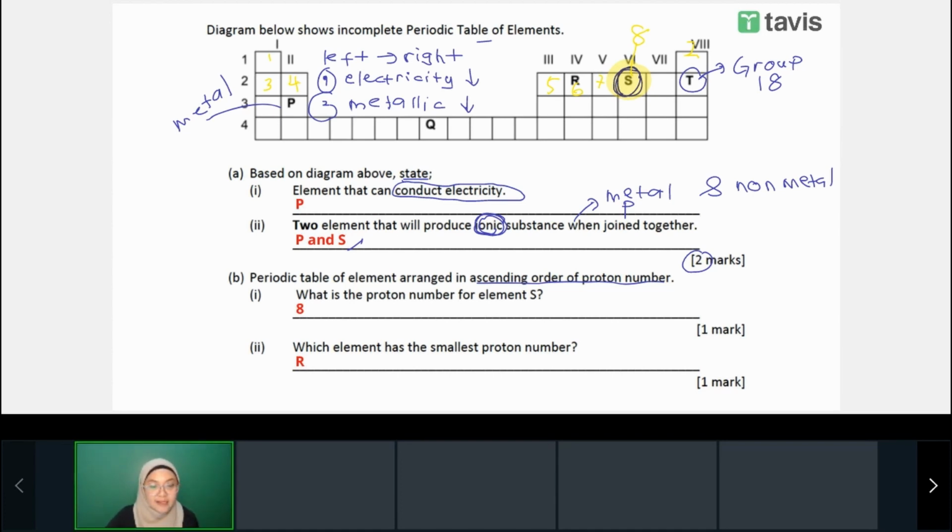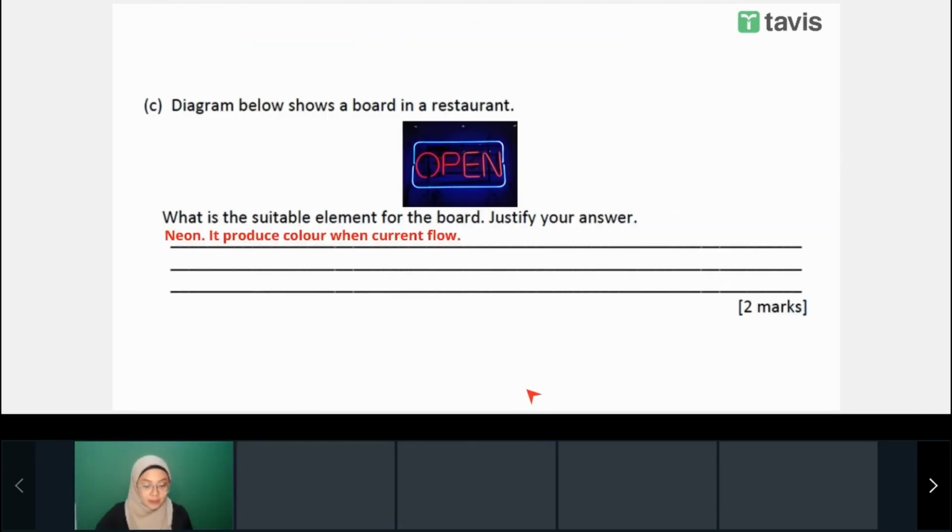Which element has the smallest proton number? Just now, P over here is 4, 5, 6, 7, 8. So just now S has 8. So R has the smallest proton number.